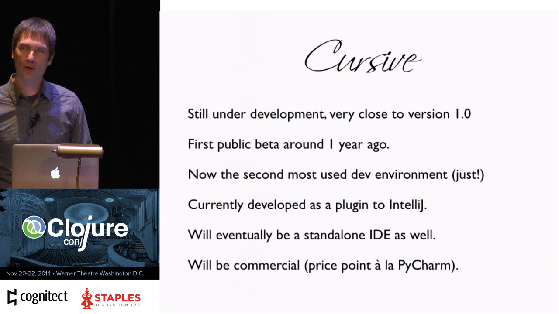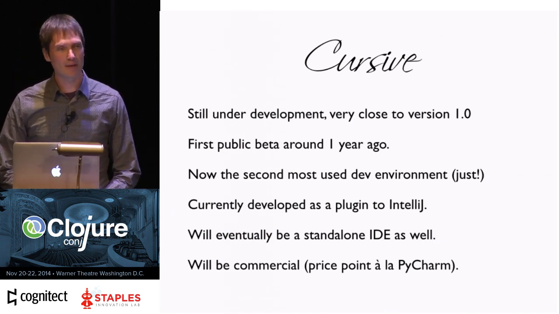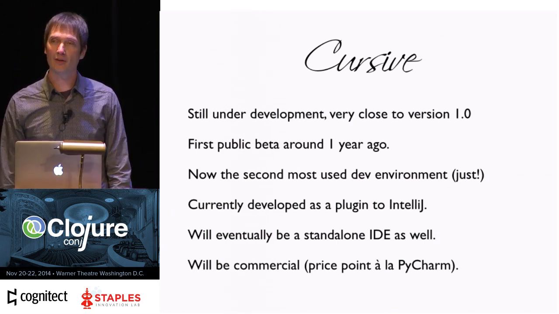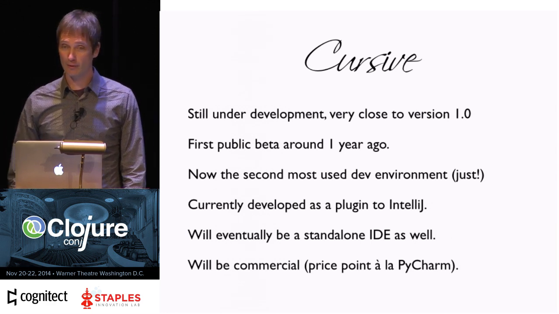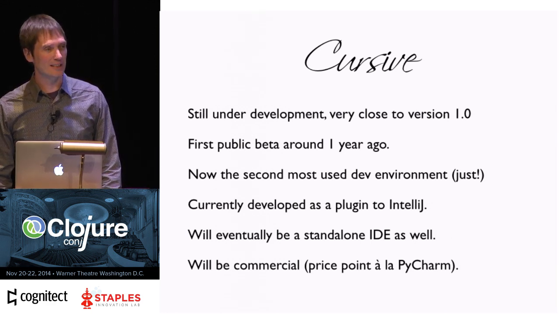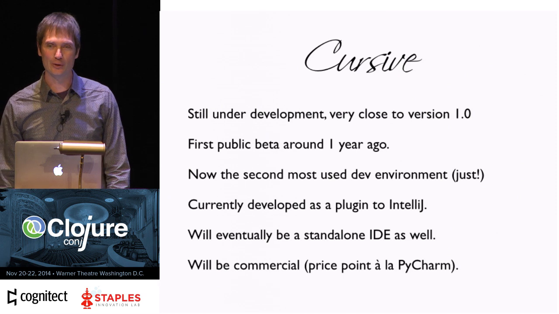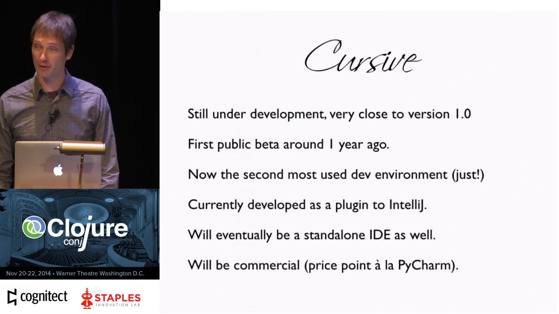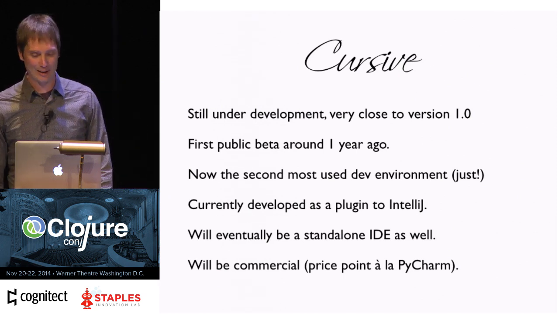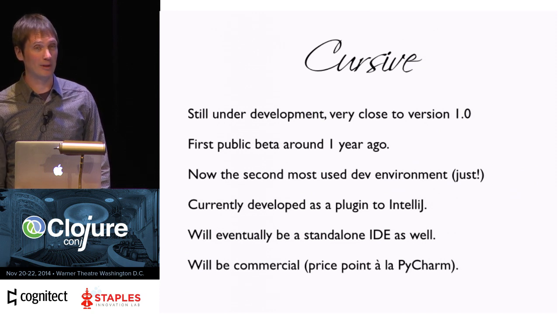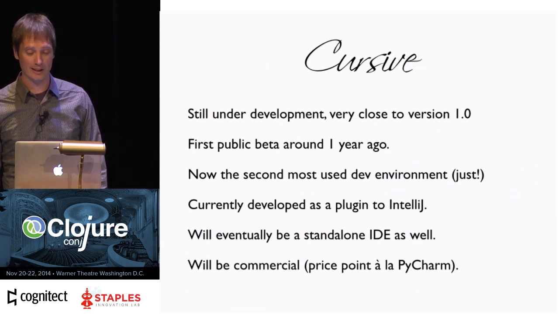So I've been working on Cursive on and off for a couple of years now. The first public beta came out a little bit over a year ago, in October of last year. And since then, the response has really been great. As Craig mentioned, it's now officially the second most used editing environment for Clojure. We beat Vim by 1 vote. Yes. But it's really fantastic. I'm really pleased everyone likes Cursive as much as I do.